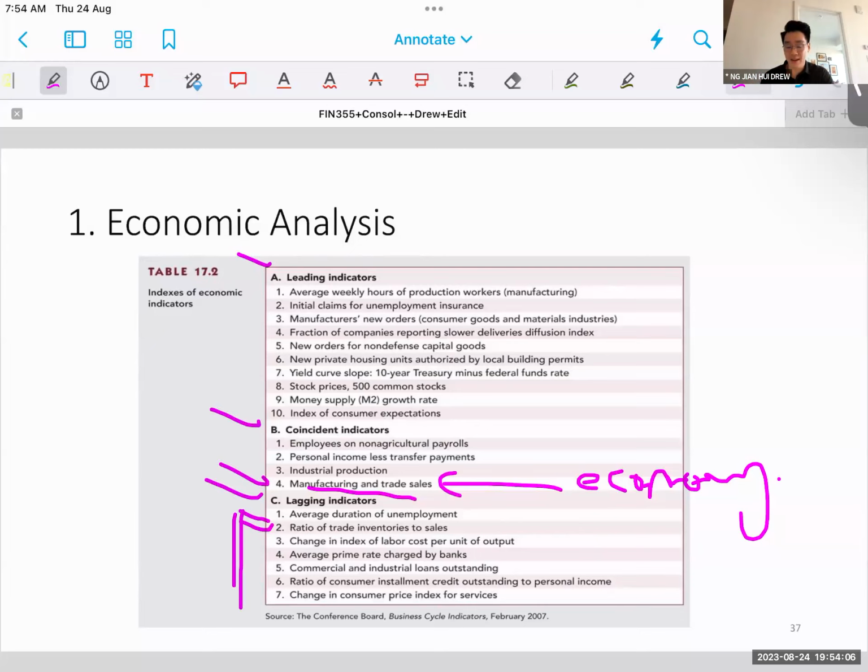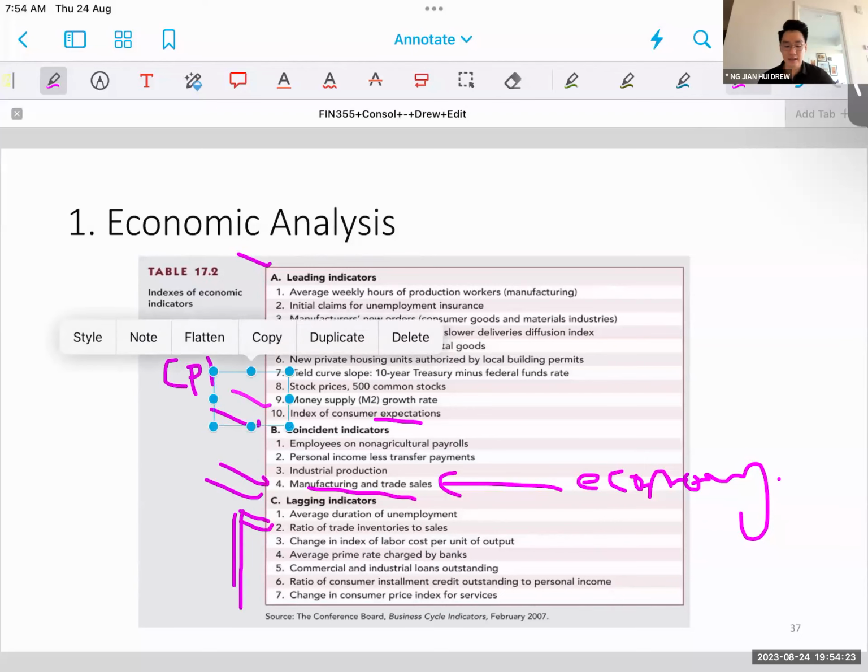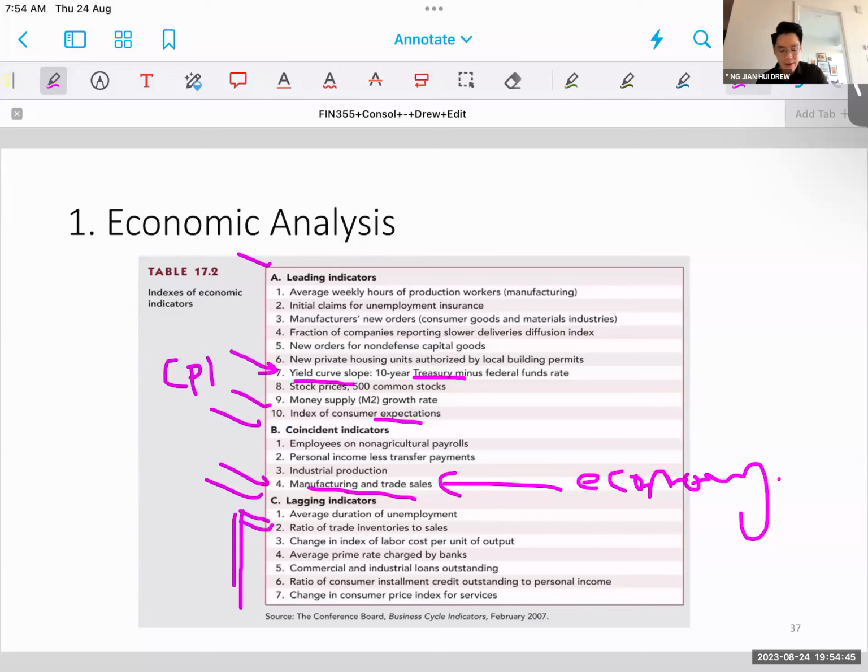If you look at market reports, that's what you see. However, that's not to say that we don't use leading indicators. We do use things like the index for consumption expectation, or even your CPI, which is more reflective of inflation. So we do use some leading indicators as well. We can also use things like the yield curve, which is the treasury rate minus the federal fund rate. So we do use some of these indicators as well.